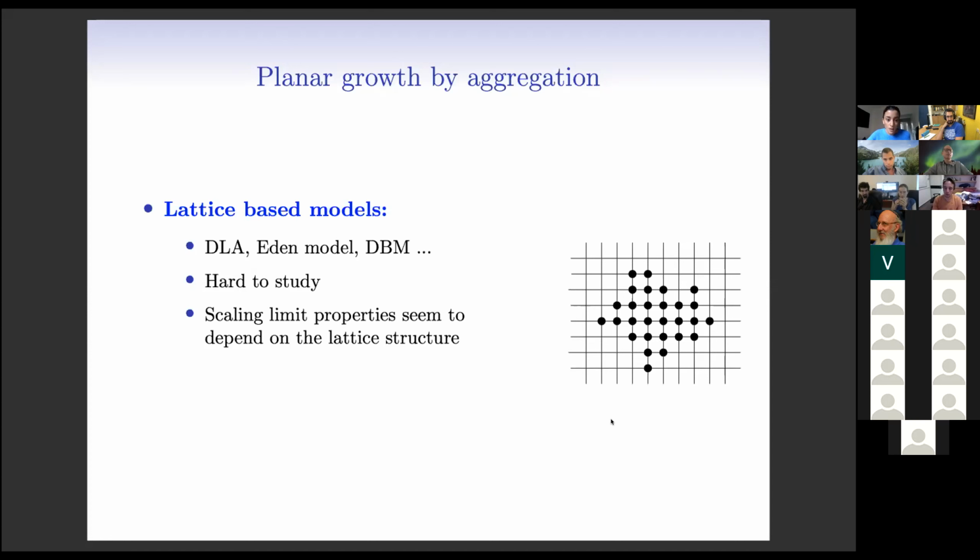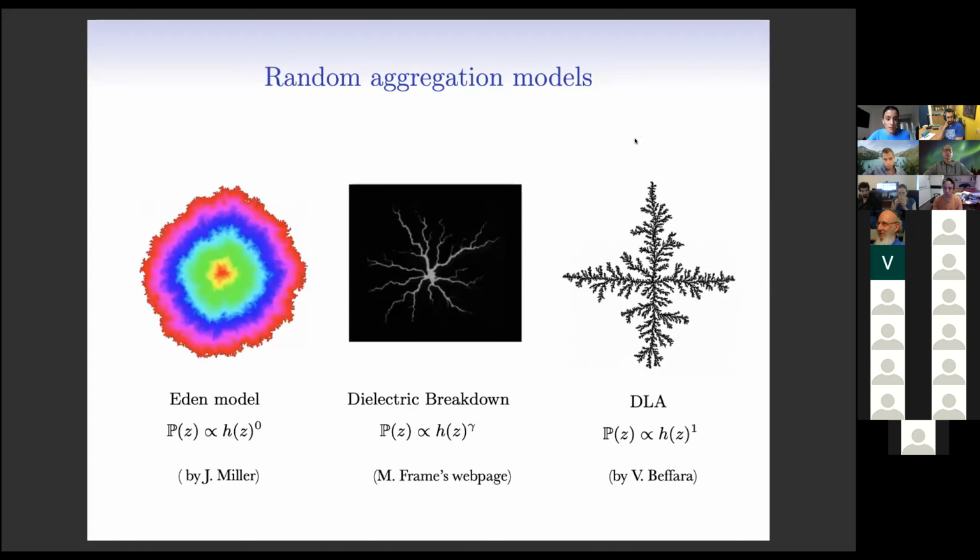considering. So in this class, for example, the Eden model on the left, in which we aggregate according to the uniform measure on the outer boundary of the current cluster. And this simulation is the Eden model on Z2, and it's due to Jason Miller.